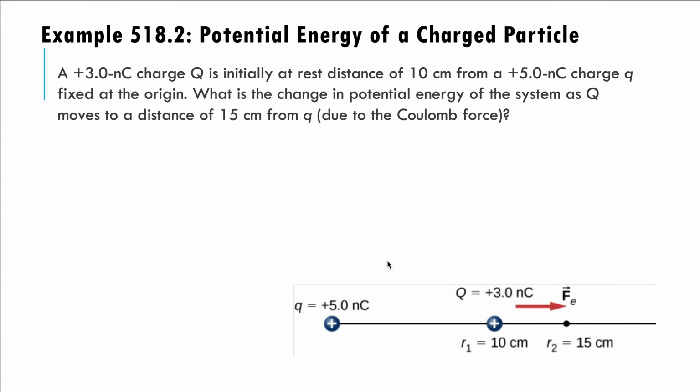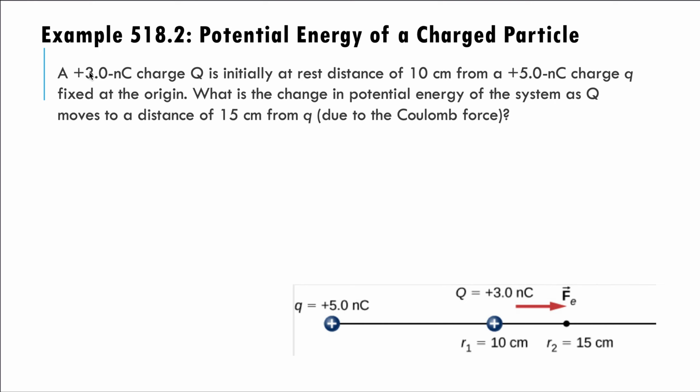Hey everyone, this is Dr. Walker. In this video, we're going to do the second guided example from video 518 on electric potential energy. We're going to find the change in potential energy of a charge as it moves in an electric field, but the difference from the last example is that this time the field is not going to be uniform. Let's take a look at this problem.